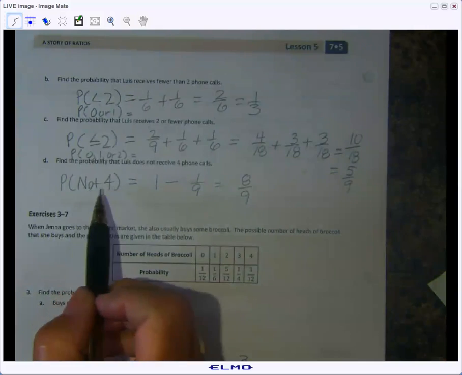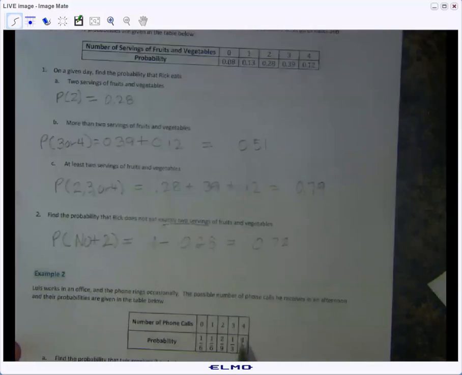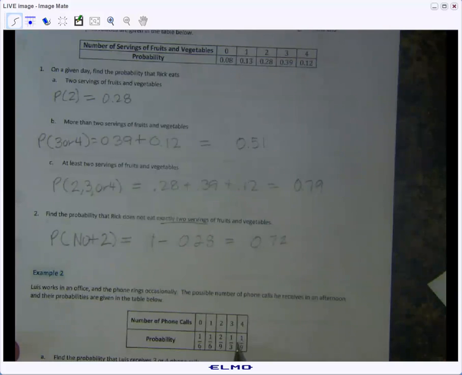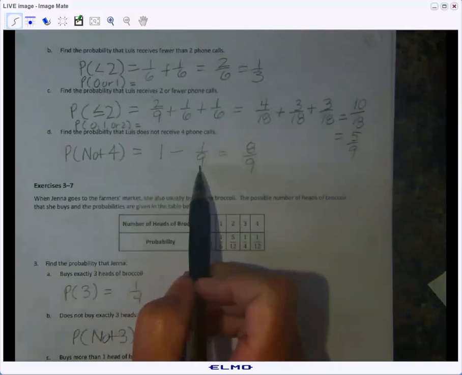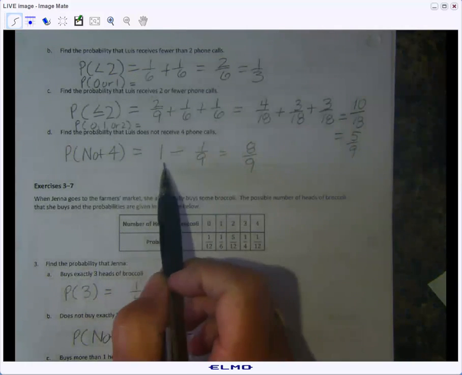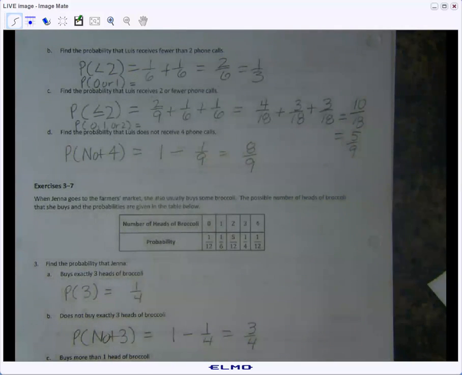So if it's not 4, go back to your table. If it's not 4, it's 3, 2, 1, or 0. So it's everything else. We know that these probabilities add up to 1, okay? And therefore, we can just subtract the probability of 4 from 1 real quick and get 8/9, okay?